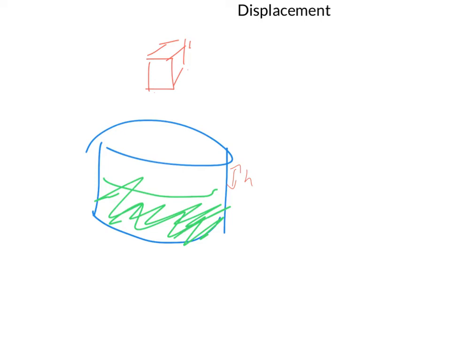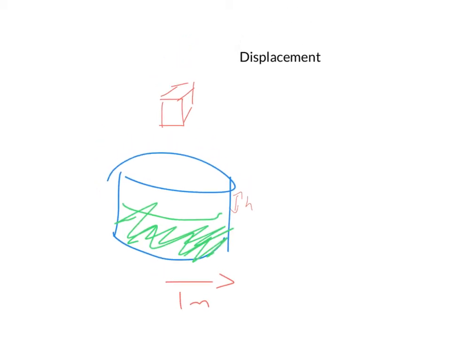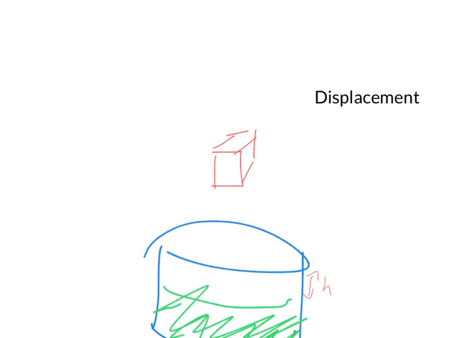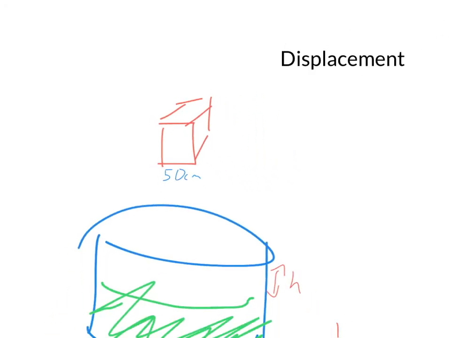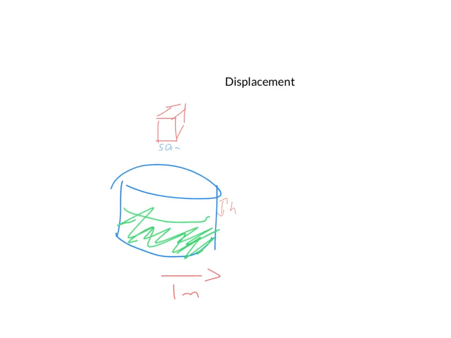So let's say that the radius of the cylinder is 1 meter. Let's say that the dimensions of the cube here is 50 centimeters. So 50 by 50 by 50. Remember, a cube is all 3 sides the same length. So the steps here are pretty similar. We're going to get the volume of the cube, and this will tell us what the displaced height is going to be.